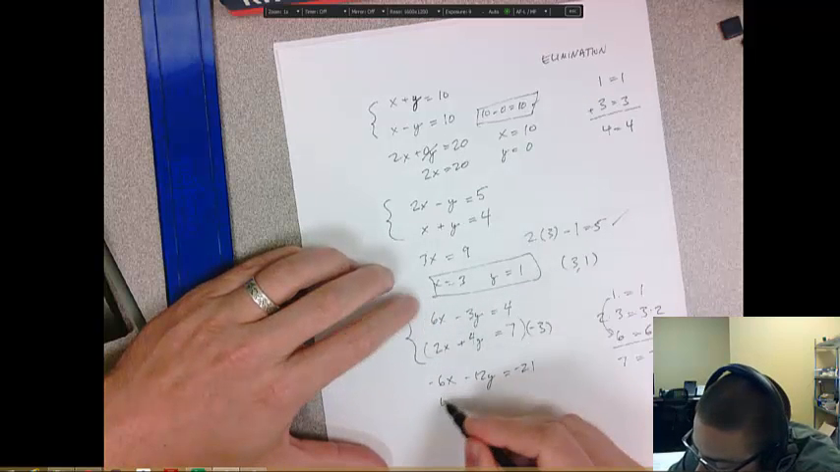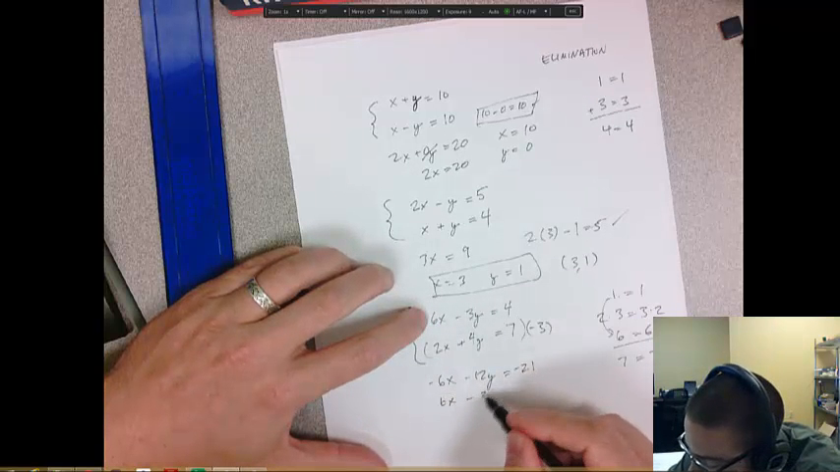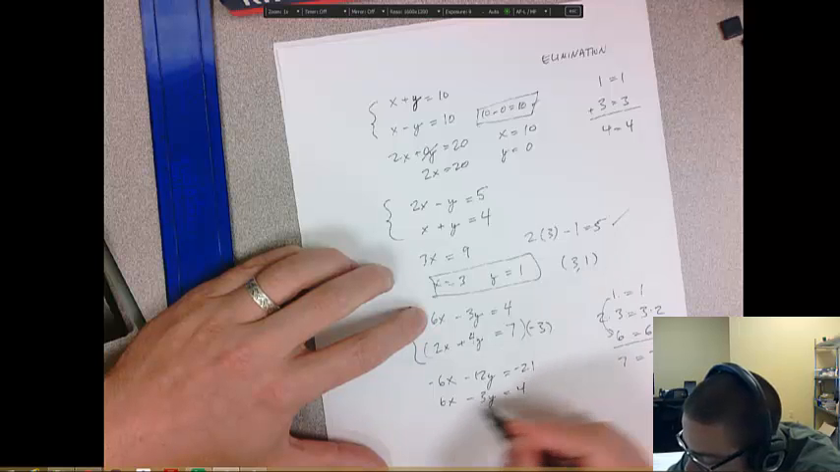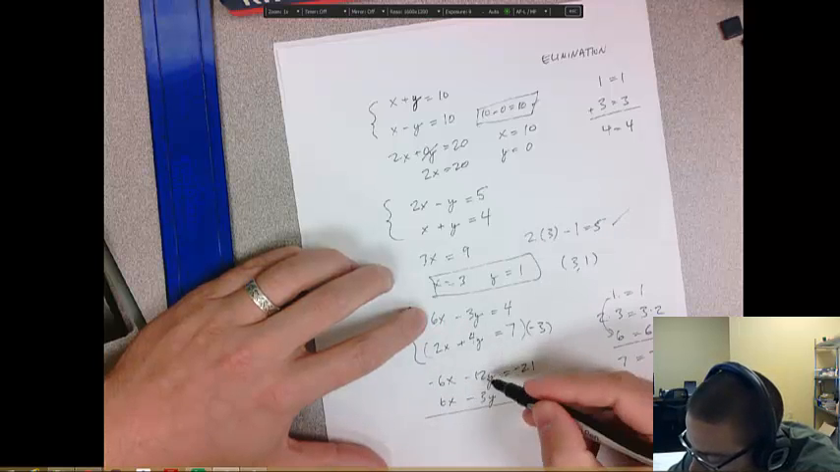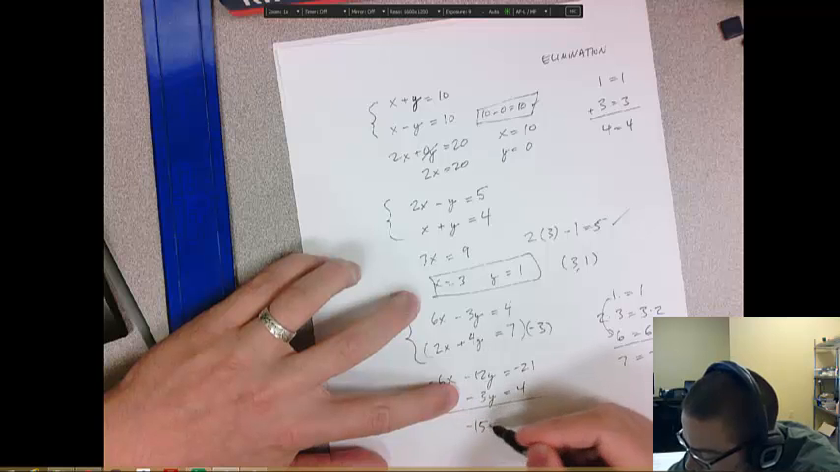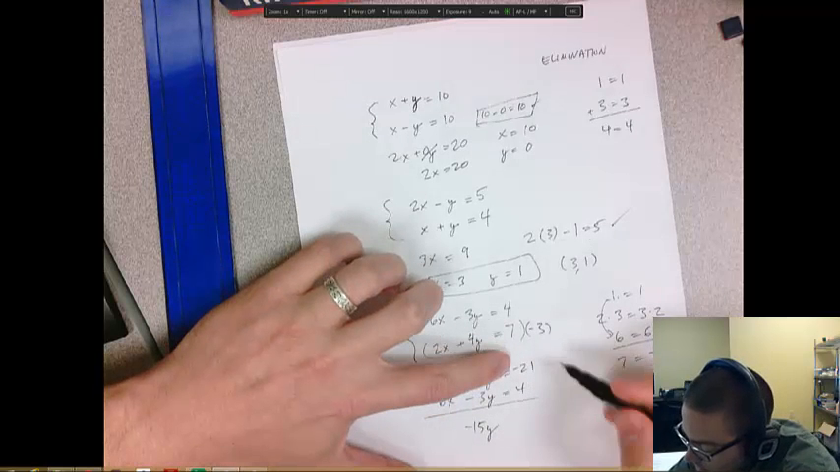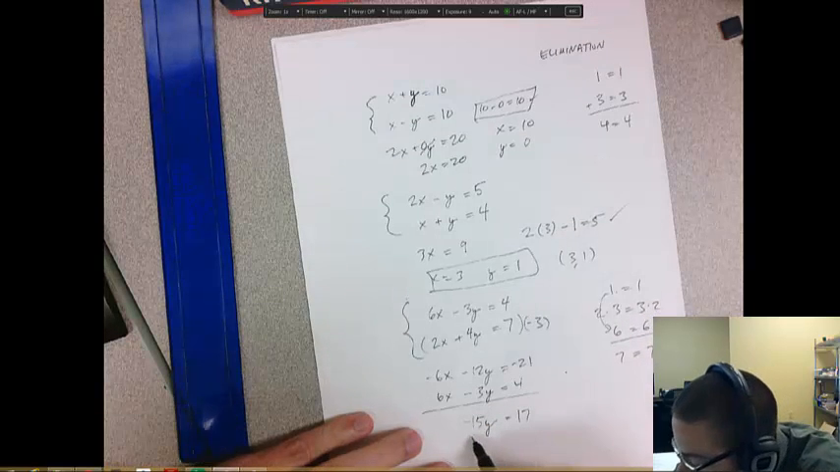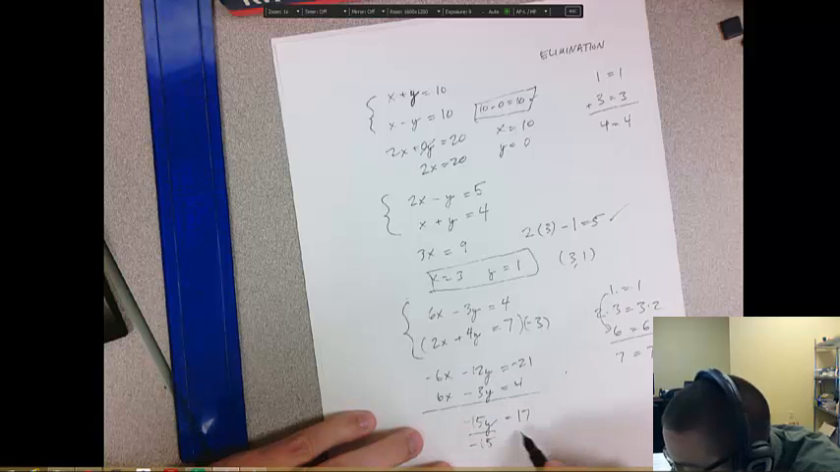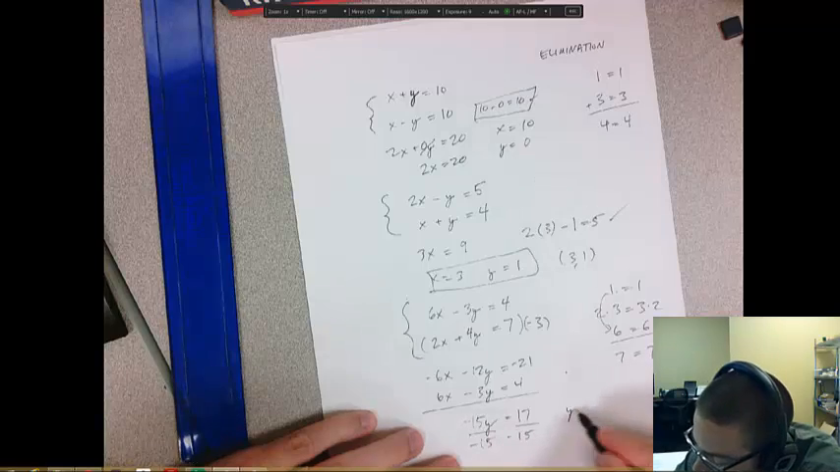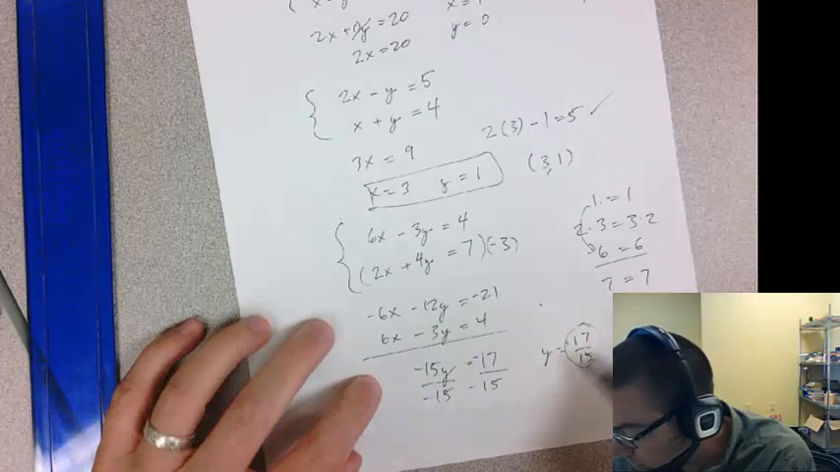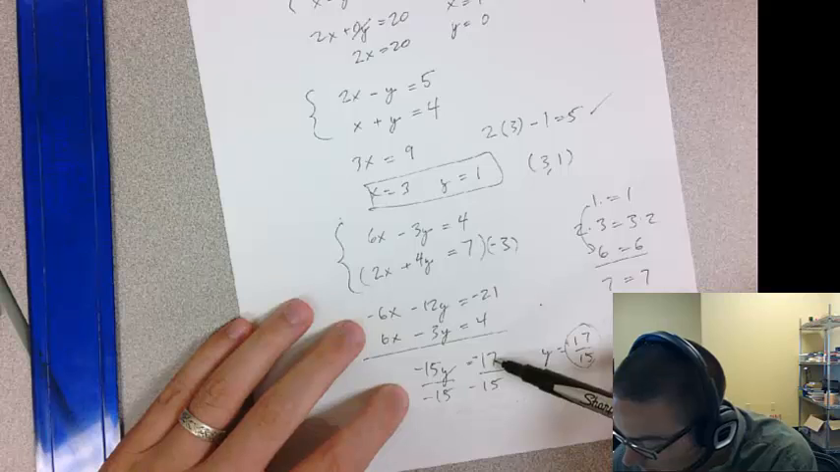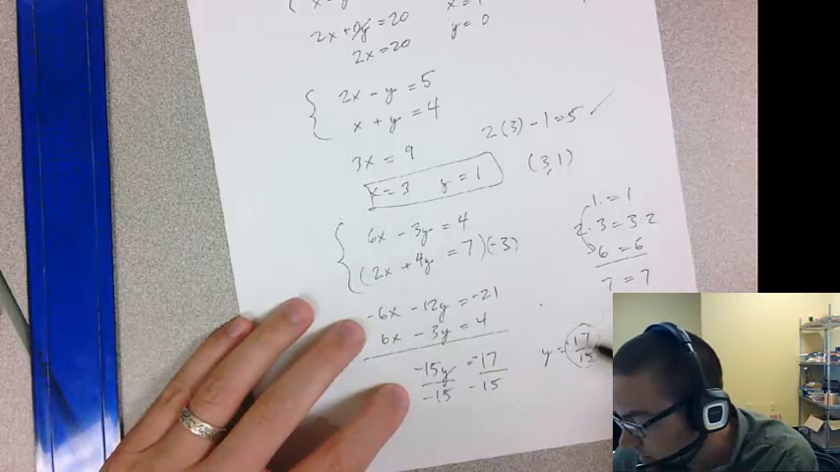Now I'm going to add this first equation to it. So 0 x's, negative 15 y's, and what's 21 minus 4? That's 17. Okay, I just made this up, so it's going to come up with an ugly answer, but that's okay. This is still a real answer, right? Divide both sides by negative 15, and I get y. So you get y equals 17 fifteenths, and this is negative 17 divided by negative 15, so it's positive 17 fifteenths.